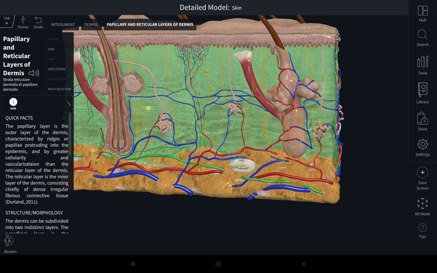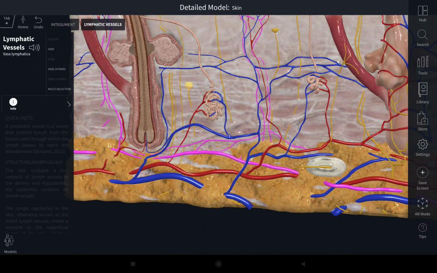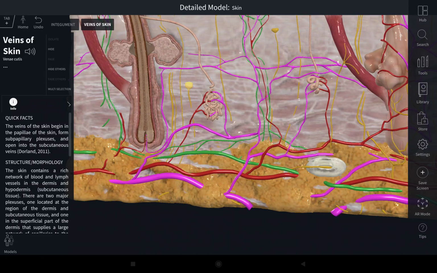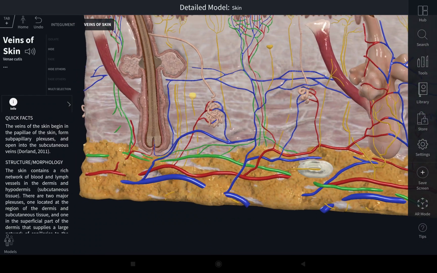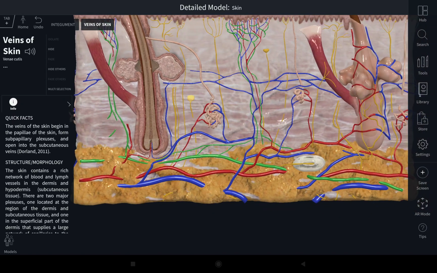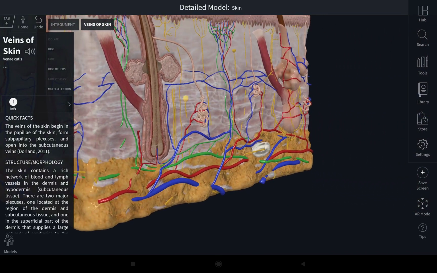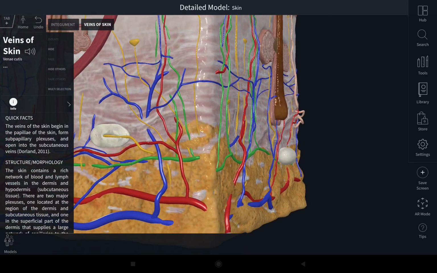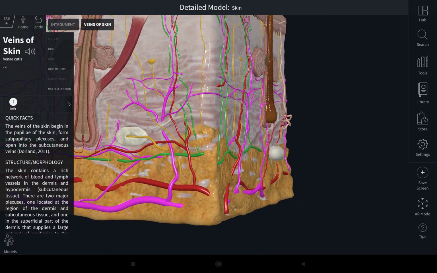Now, the next structure is the veins of the skin. The veins of the skin begin in the papillae of the skin from subpapillary plexuses and open into the subcutaneous veins. The skin contains a rich network of blood and lymph vessels in the dermis and hypodermis.